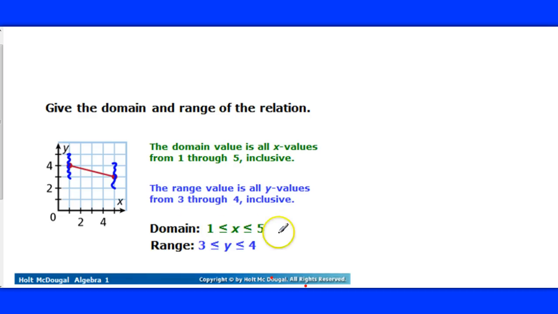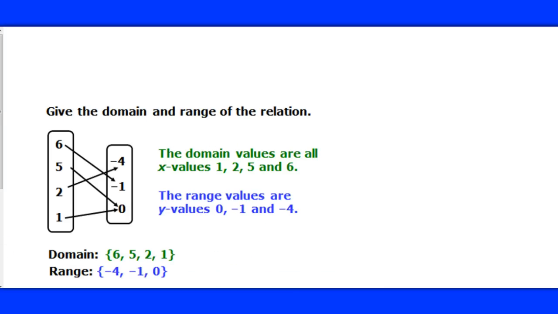So I've set up a compound inequality here, basically saying these are my x values. My y values are going to be here. This is my smallest y value right here at 3, and my largest y value at 4. So my y values, which is my range, are between 3 and 4. Okay?